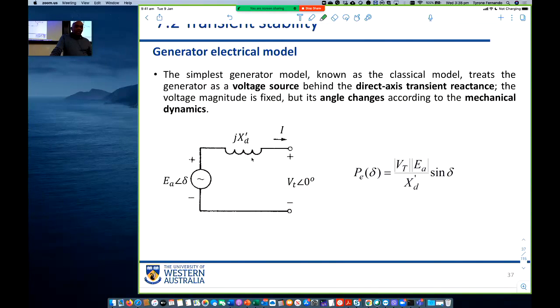Now this is a key equation. Take a look at the angle at the terminal. The angle at the terminal is 0. Take a look at the angle of the internal of the generator is delta. This is a very important equation.